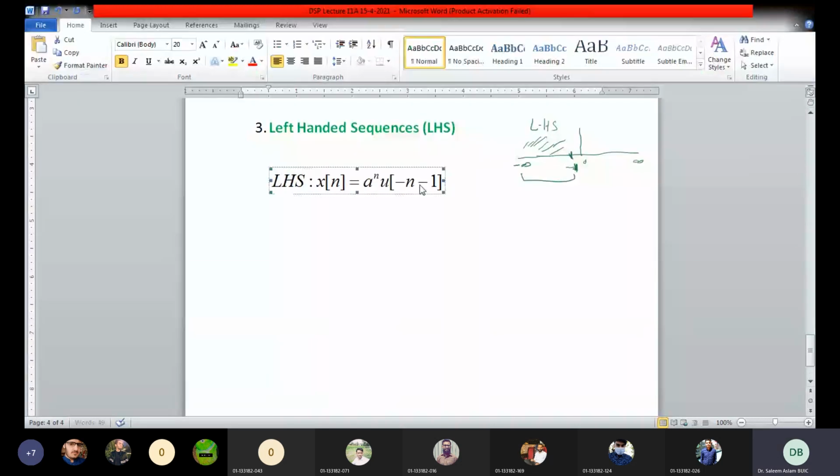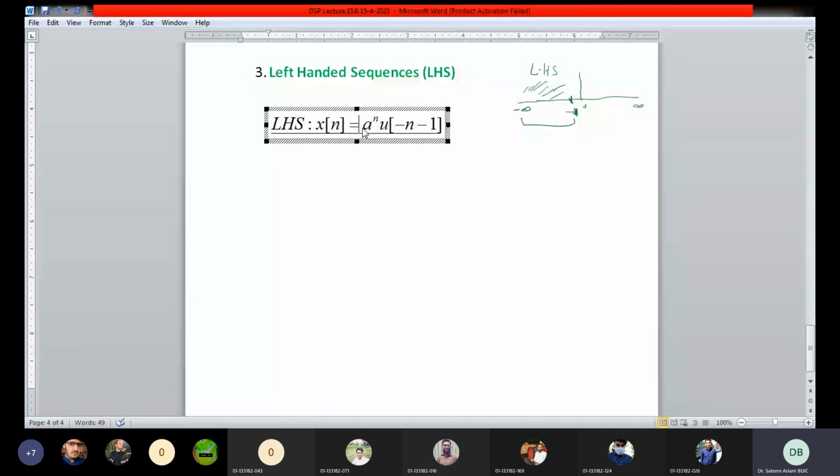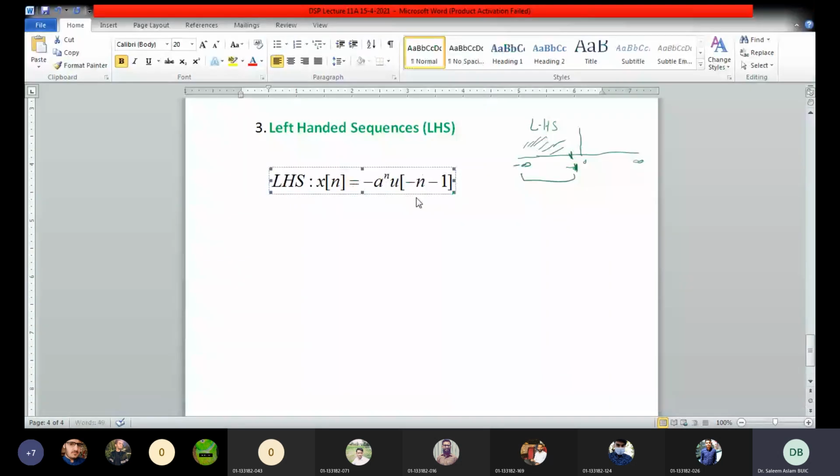The author intentionally added one more minus before this a, although it is not required for the representation of left-handed sequences. I'll explain why he added this once we compute the Z transform expression. Even if we don't put this minus, it is still a left-handed sequence, but the author tried to explain something by putting this minus sign. I'll explain this as well.